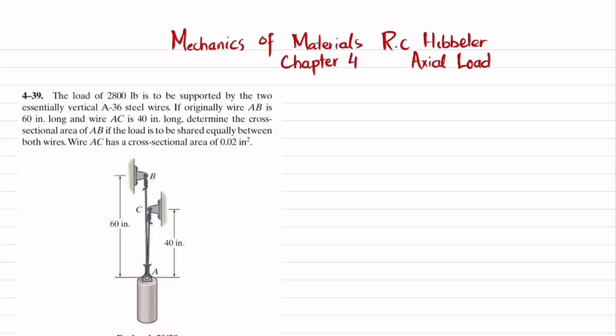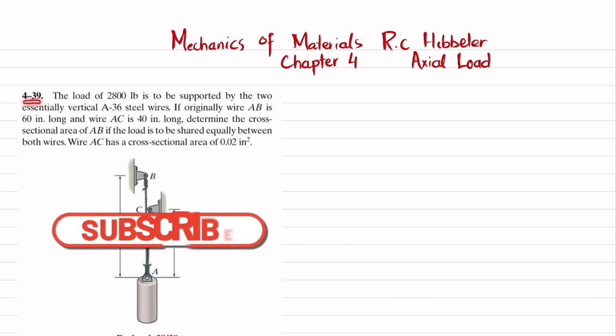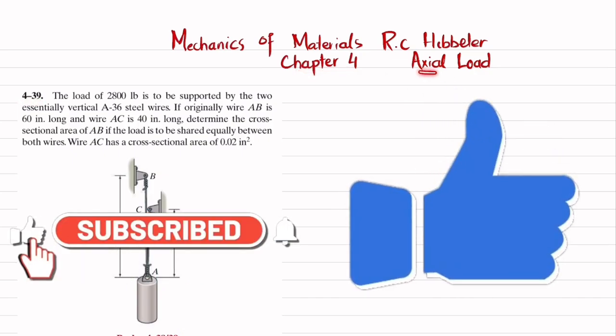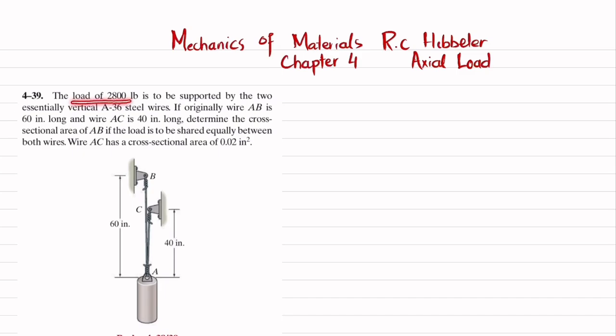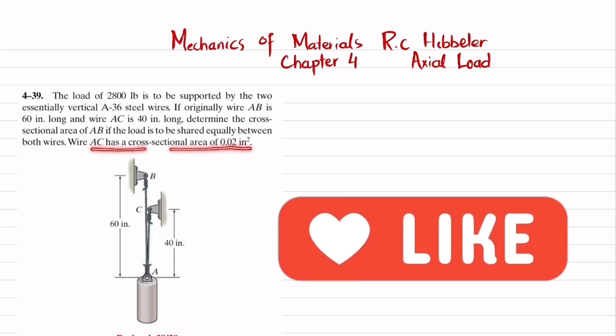Welcome back. In this video, we are going to solve problem 4-39 that is taken from chapter number 4, Axial Load, and the book name is Mechanics of Materials by R.C. Hibbeler. So the statement is: the load of 2800 pounds is to be supported by two essentially vertical A36 wires. If originally wire AB is 60 inches long and wire AC is 40 inches long, determine the cross-sectional area of AB if the load is to be shared equally between both wires. Wire AC has a cross-sectional area of 0.02 inch squared.